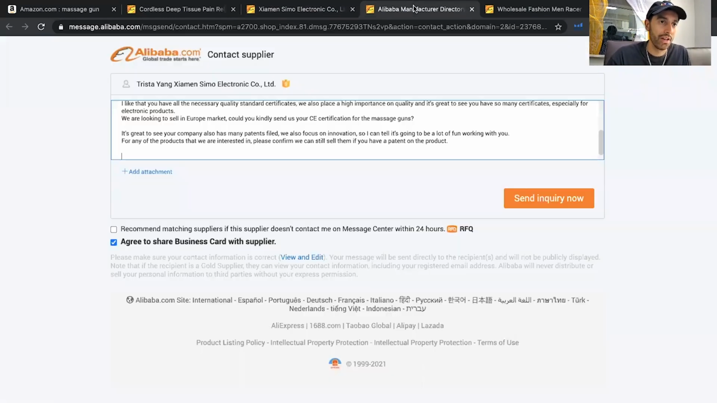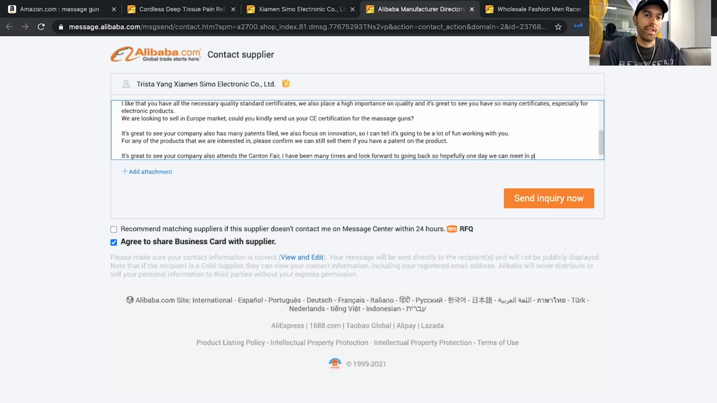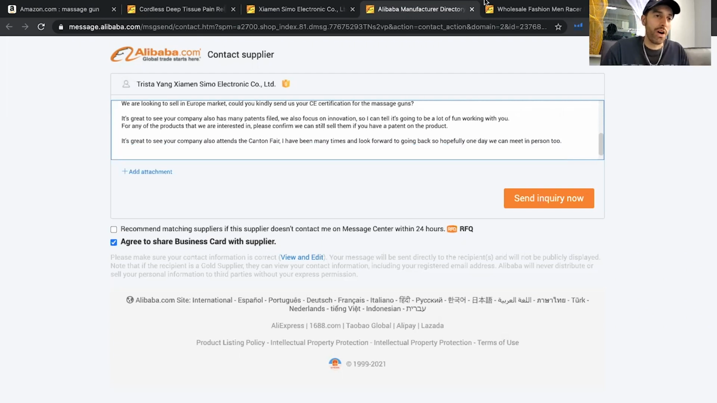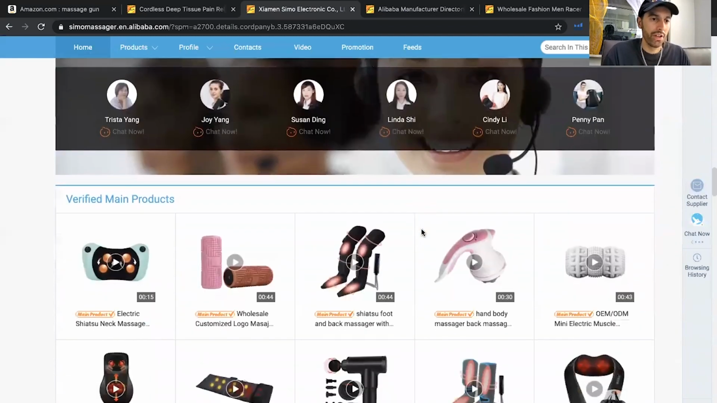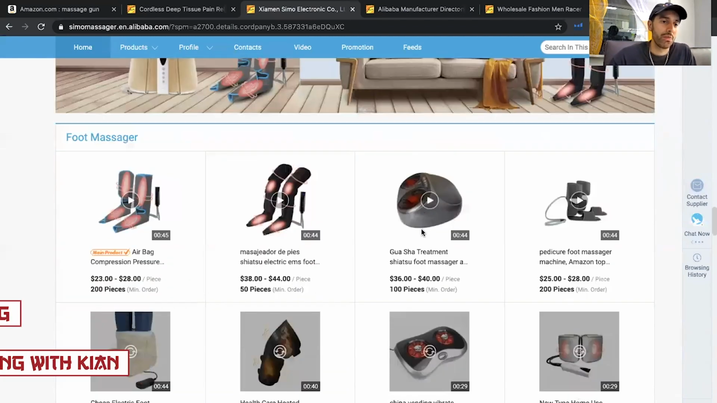Also, they attended the Canton Fair. And why I want to mention this is important is because the serious buyers are the ones who attend the Canton Fair. So I also want to make it known that I've also attended. It's great to see your company also attends the Canton Fair. I have been many times and look forward to going back. So hopefully one day we can meet in person too. So now they're going to regard me as a serious buyer because they know I go there, and people who go to the Canton Fair tend to place decent orders.